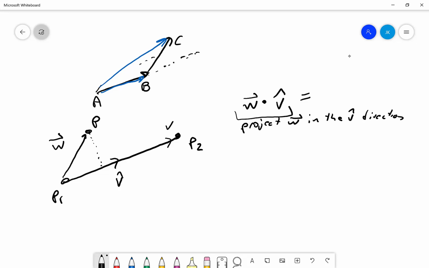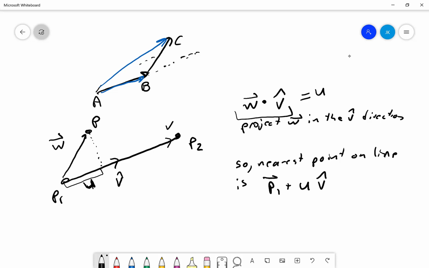Okay, so let's call that an amount U. Let's just call that number U. What that's going to do is tell me that amount U. It's going to tell me what that distance there is. And so the nearest point on the line is P1 plus U times V hat. This is going to be the nearest point to point P up here.